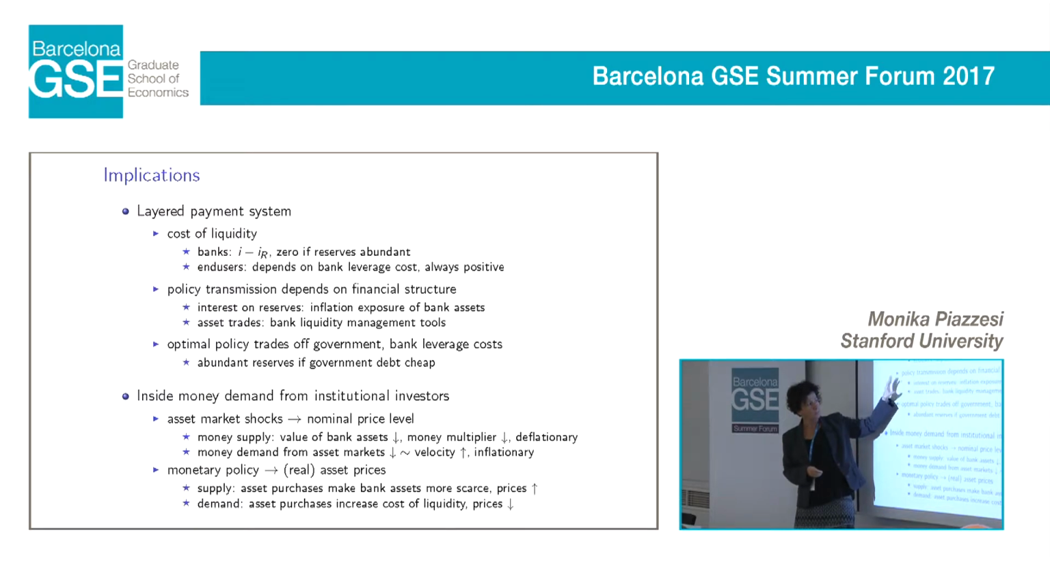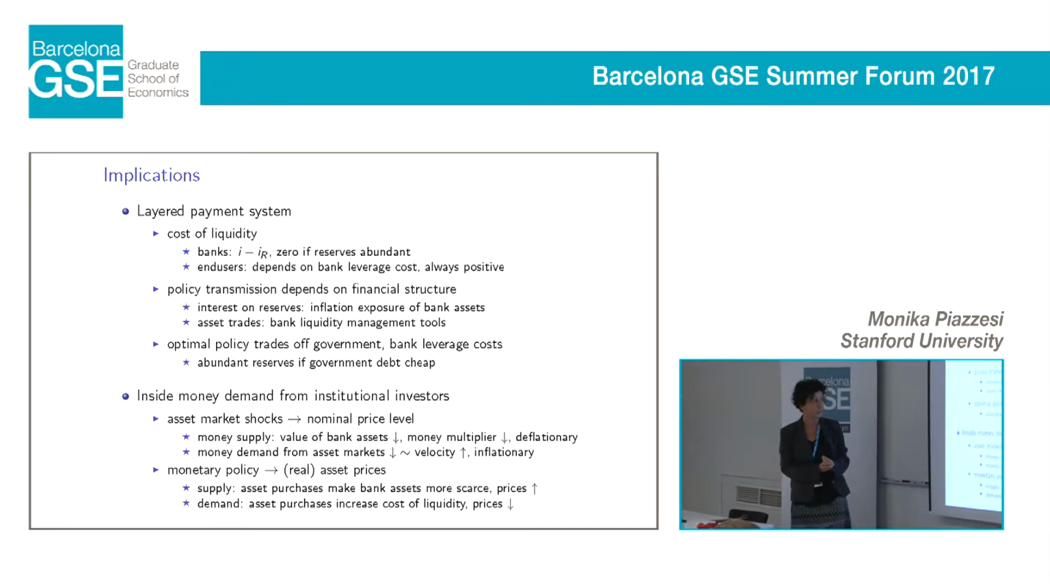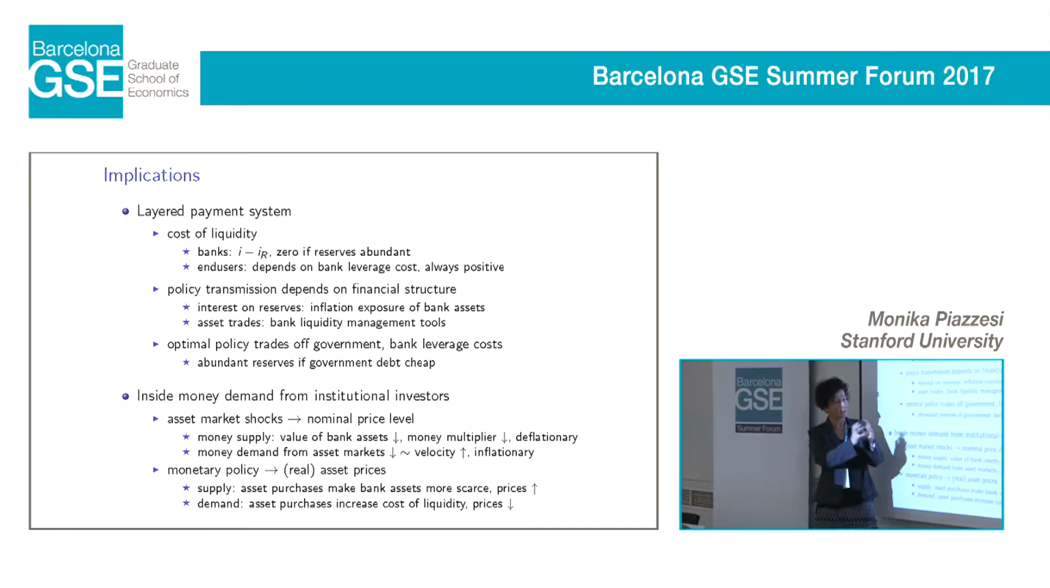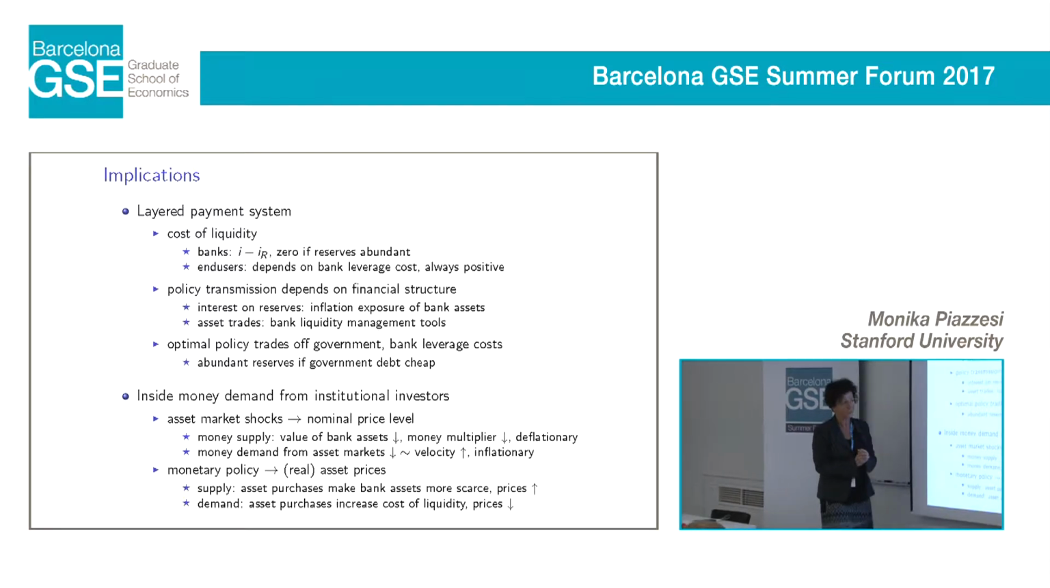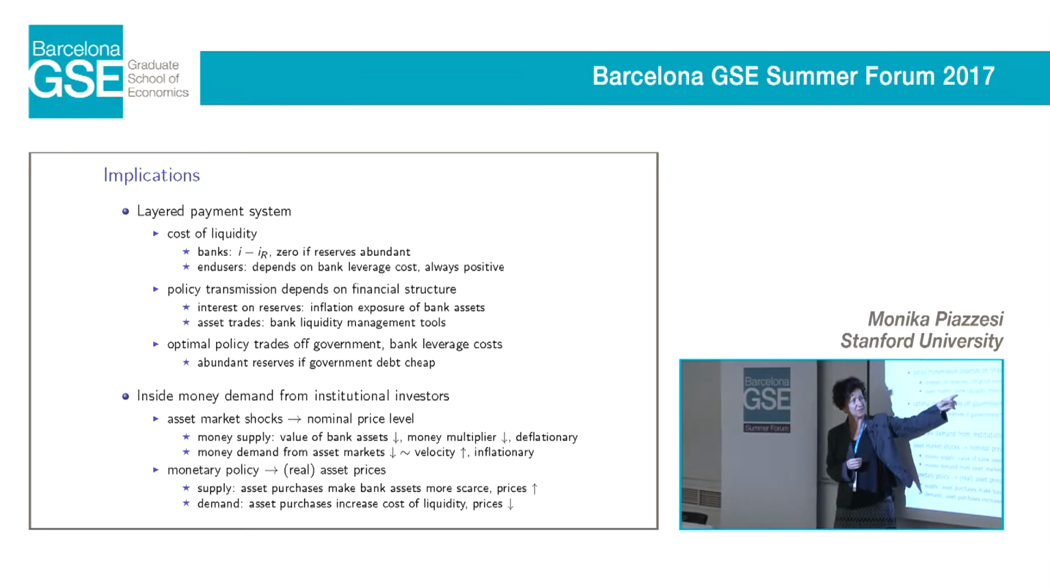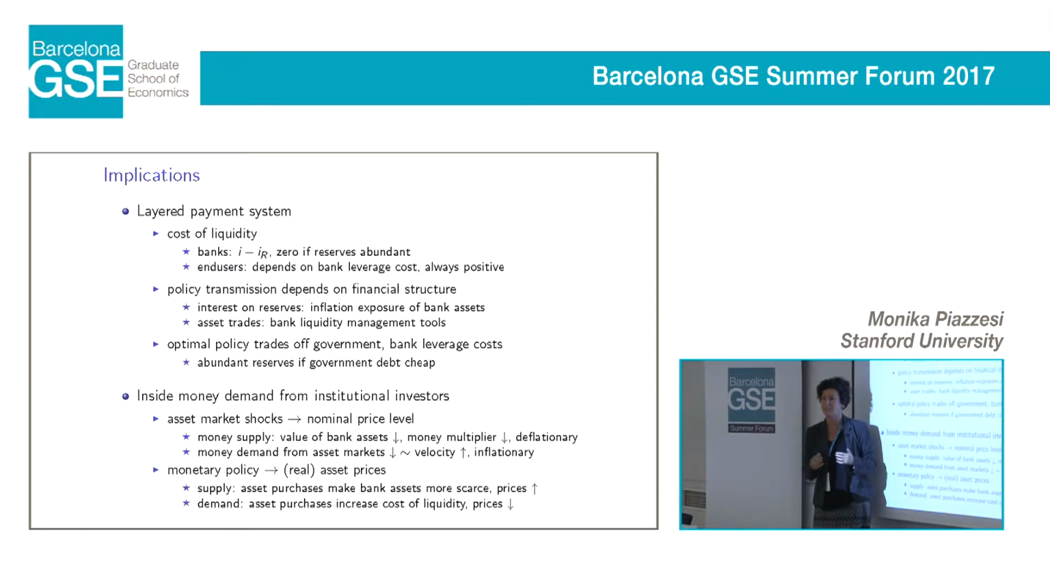The one message of the model is going to be that policy transmission depends on financial structure. In particular, if you think about setting or changing the interest rate on the reserves, it's going to matter for the policy transmission mechanism how many assets, or to which extent assets, are exposed to inflation. And in terms of asset trades, it will matter what tools banks have to manage their liquidity, so how much netting there is in the system.